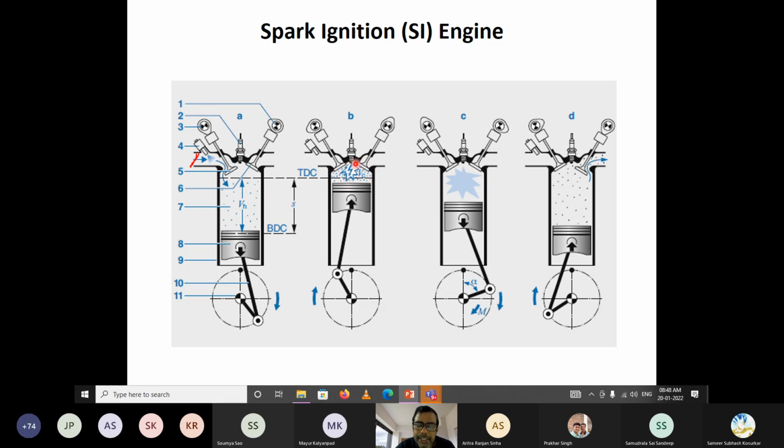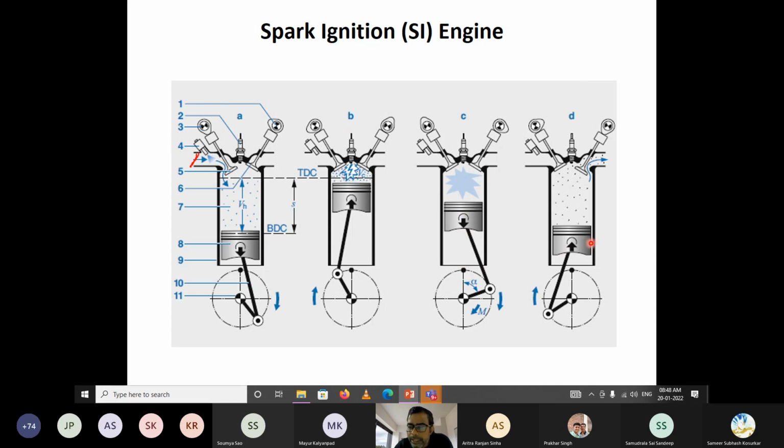When the combustion starts, the pressure and the temperature inside the combustion chamber increase rapidly, and this pushes the piston downwards. Then the power stroke, the expansion stroke, takes place when the piston moves from the top dead center to the bottom dead center, and that is our useful power stroke.